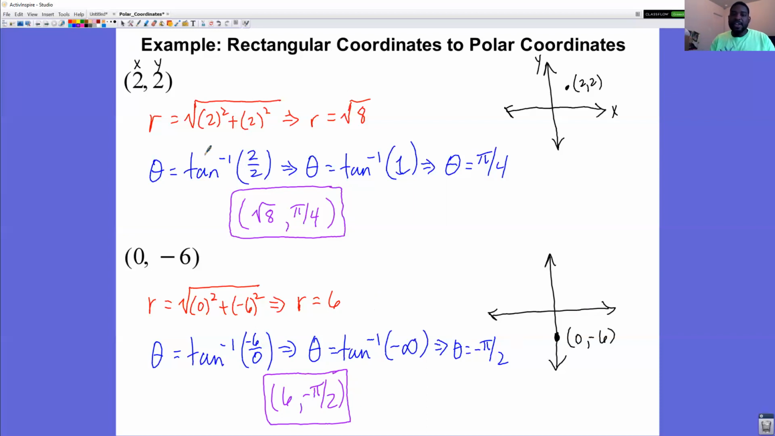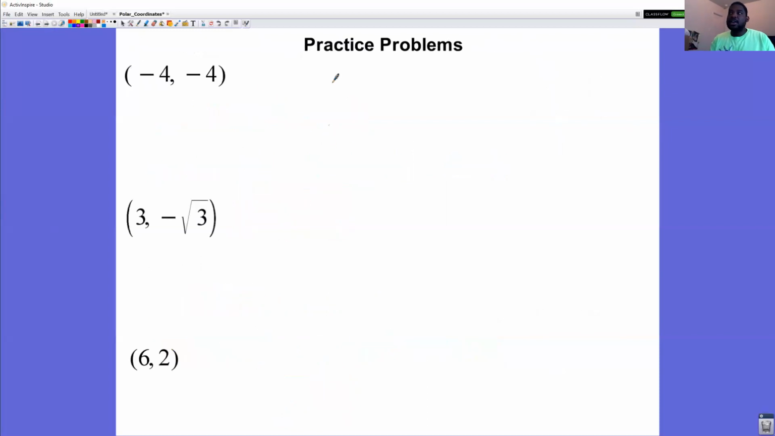So using this information, you should be able to do the practice problems on the next page. Again, you might want to consider using a calculator for the third problem. You want to use it in radian mode.